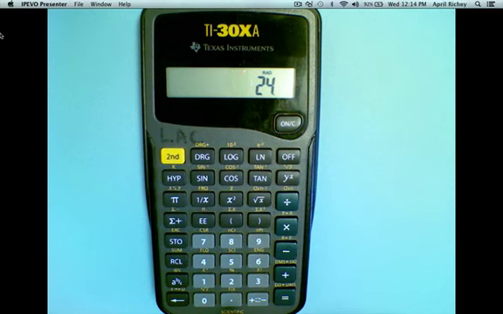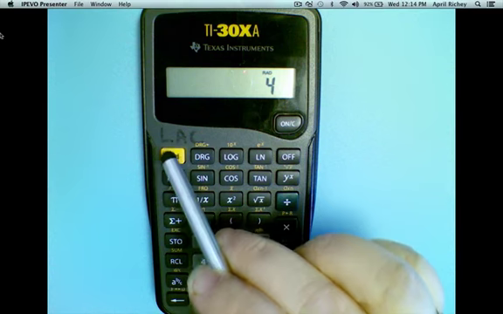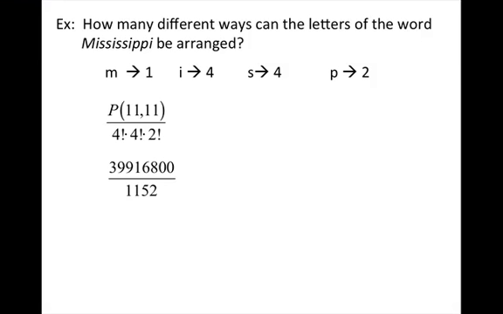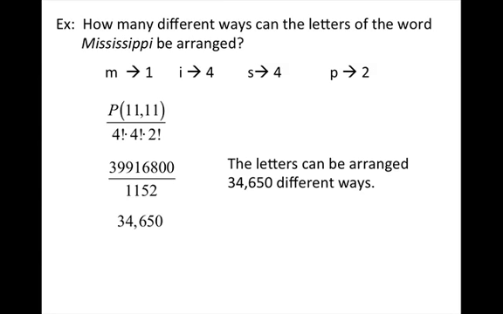Times, I had another 4 factorial, so hit 4, second, and the 3 again. And then times, if you remember, 2 factorial is just a 2, so I'm going to type a 2. And I get 1,152. That goes in the denominator of your fraction. So now that I have the numerator and the denominator of the fraction, I divide those. And I end up with 34,650. So the letters in the word Mississippi can be arranged 34,650 different ways.